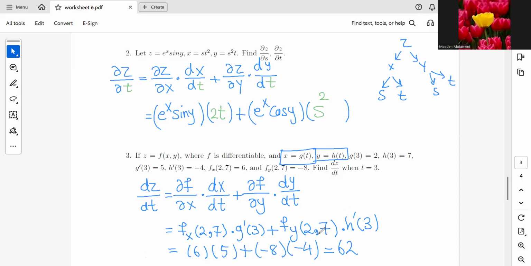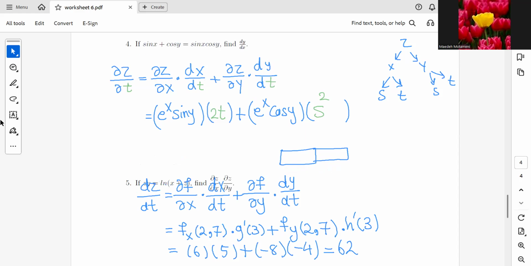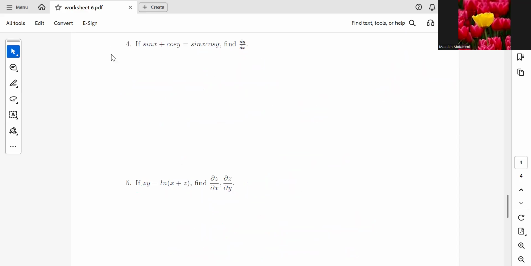Next page, number 4. We have sine of x plus cosine of y equals sine of x times cosine of y, and the question is asking for dy dx. So obviously this is implicit, and we're going to move everything to one side. So let's say capital F of x and y. We move everything to the left. So we would have sine of x plus cosine of y minus sine of x cosine of y equals 0.